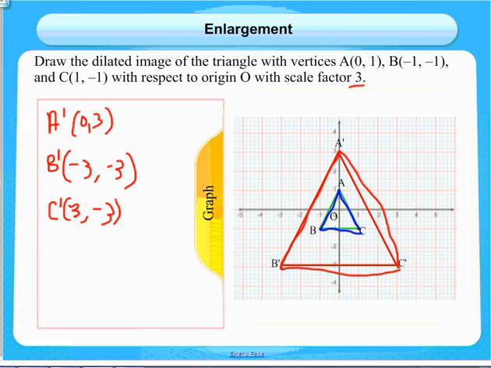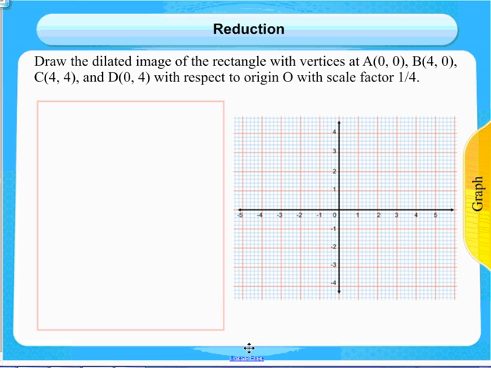All right. Then on the other side, we have a reduction. So in this case, we're multiplying by 1/4 because it says draw the dilated image of the rectangle with respect to the origin, with a scale factor of 1/4. All right, so I'm going to figure this out again. My image of A. Well, 0 times 1/4 is 0. 0 times 1/4 is again 0.